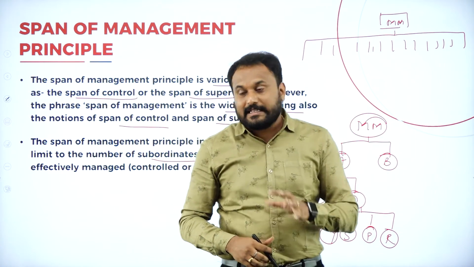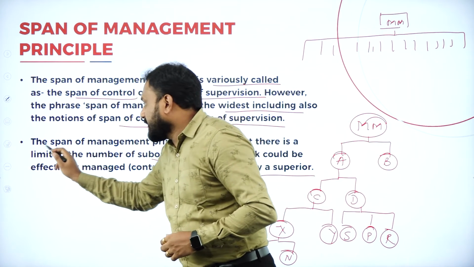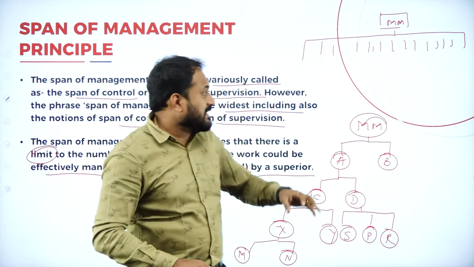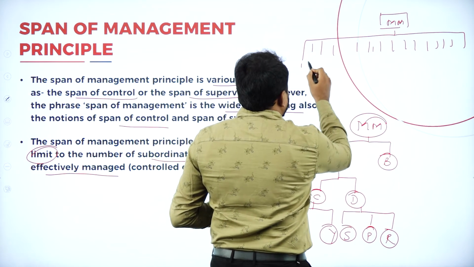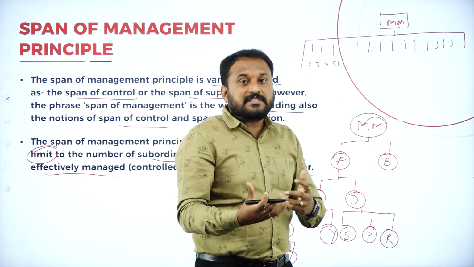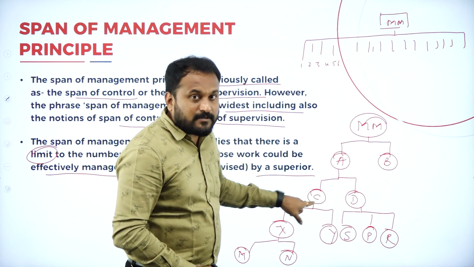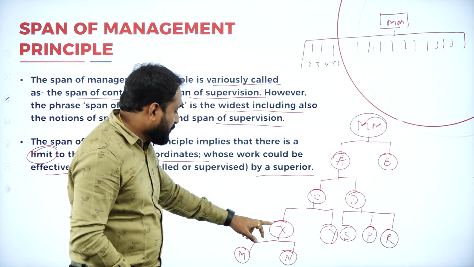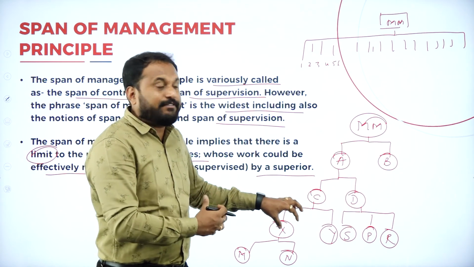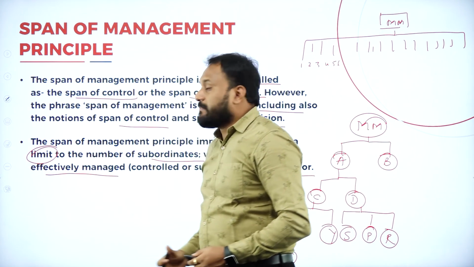So what the span of management principle says is that there is a limit to the number of subordinates whose work could be effectively managed. In the first example which I gave you, we have 1, 2, 3, 4, 5, 6 up to 20. The marketing manager cannot check each and everybody's efficiency very quickly, but here we have given A and B. A will check only C and D, C will check only X and Y, and in the same way X will check only M and N. So the span of management or span of control works efficiently and effectively here, whereas there it will not. That is the difference people have seen, and then they went with span of management as a principle.